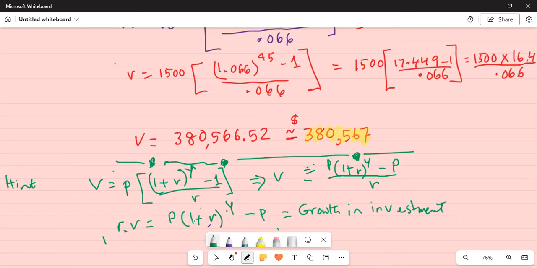So you invested P for Y number of years at an annual interest rate of R. So the final amount will be, by the compound interest formula, P times (1 plus R) to the power Y. Okay, so let me create some space and show you what's going on here.